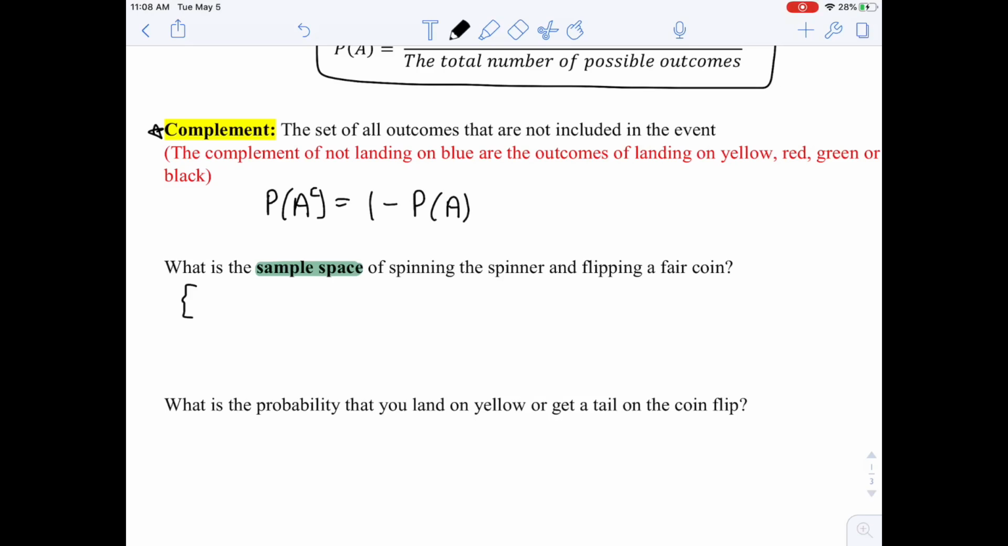So let's start with the spinner. I could get a blue on the spinner and a heads, or I could get a blue and tails. And we can go through that for all of our colors. Then we got yellow. I could get yellow and a heads. I could get yellow and tails. Then we got red. Red heads, red tails. We're not going through 10 of these because we have the 5 colors and we got our next color here. And then finally we finish off with black.